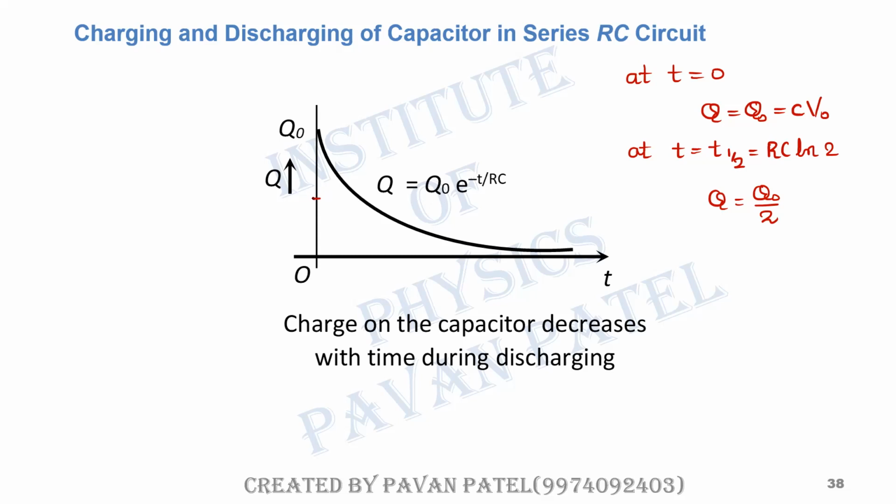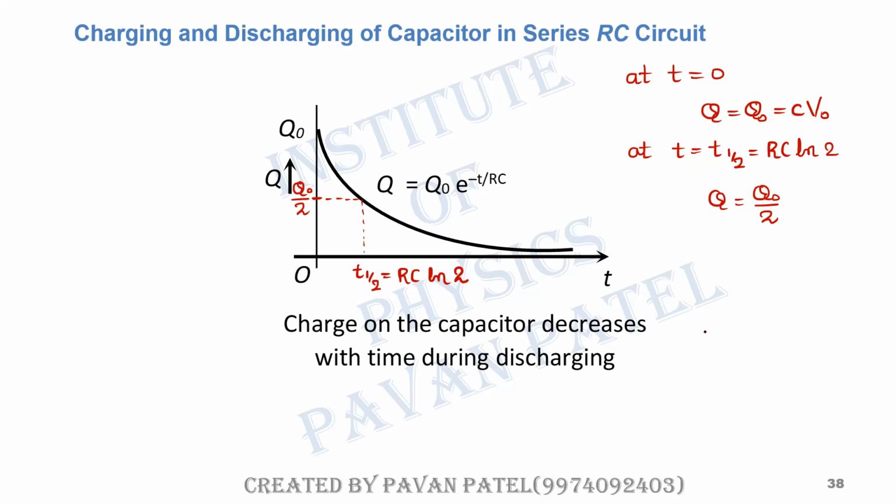The charge Q = Q0/2 during the discharging process as well. So at this point, suppose the charge is Q0 divided by 2, the time will be t half, and that is RC ln 2. I am continuously repeating that value, writing it again and again just so you can easily remember it. The charge on the capacitor decreases with time during the discharging process. So the formula for t half here is also the same, RC ln 2.